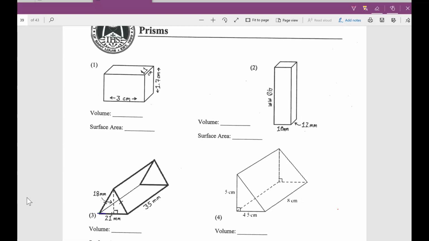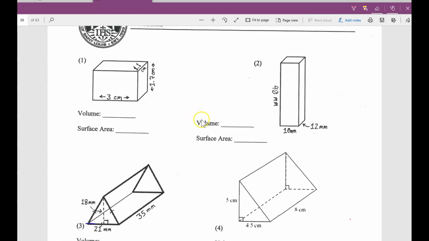Today, specifically, we're going to talk about the surface area of prisms. So this is the worksheet from your paper packet. We're going to review those as examples. And then you have a short assignment in OneNote that is due by Friday.